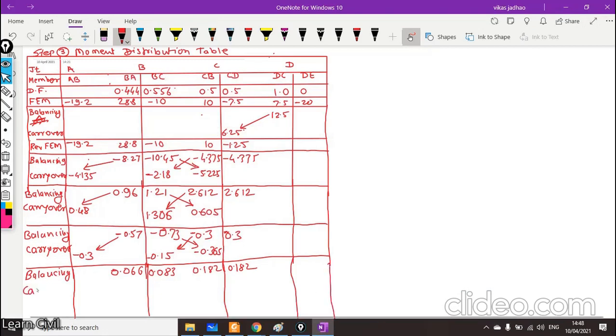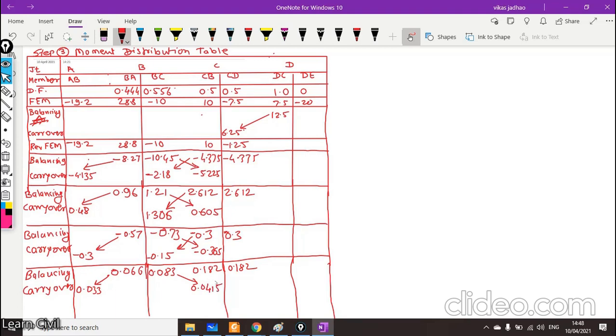So do the carryover. Half of this moment will be transferred here. So transferred moment will be 0.033. Half of this moment will be transferred here. So transferred moment will be 0.0415. It will be 0.0415.